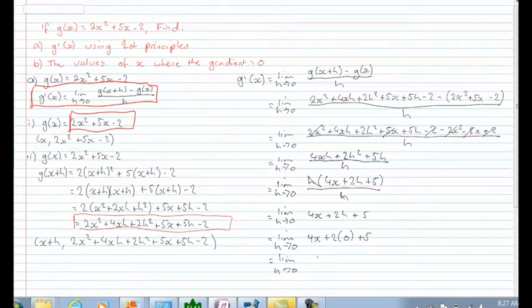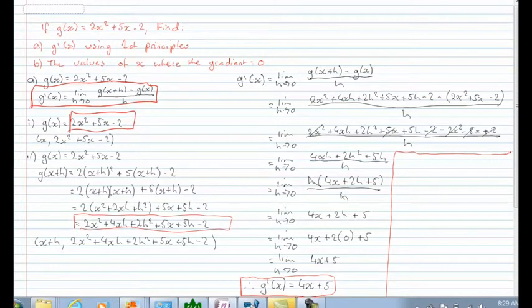So the limit as h approaches 0 again is equal to 4x plus 5. Therefore, g dashed of x is equal to 4x plus 5. So this here is in fact our gradient function. This function actually tells us the gradient of the function that you see up the top, g of x, for any given x value.